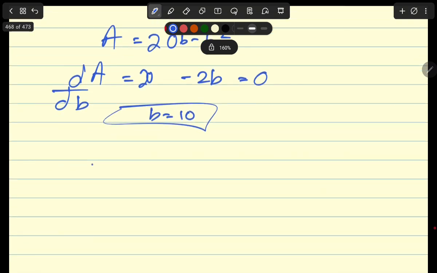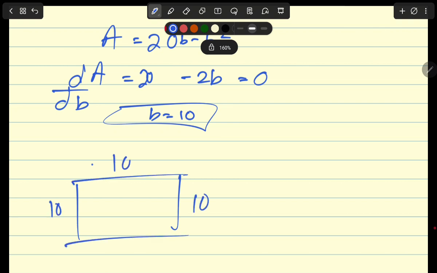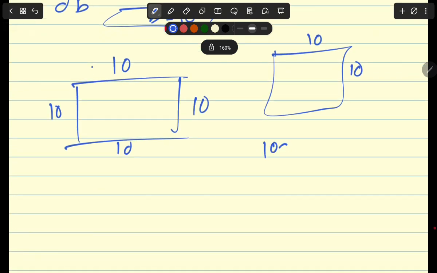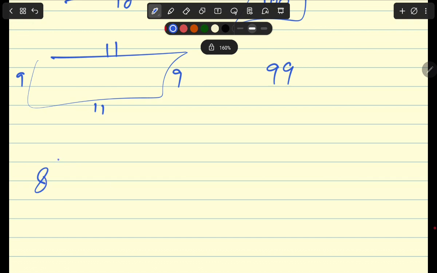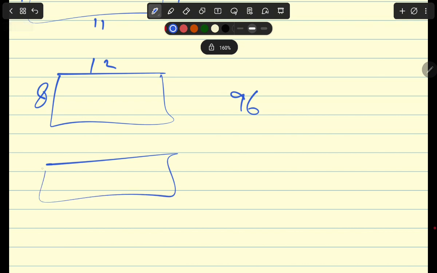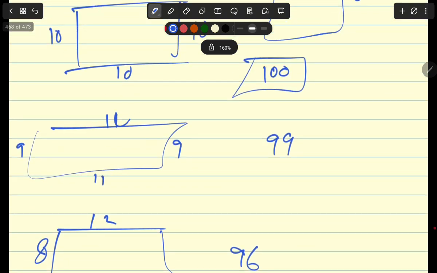So if my breadth is 10, and this is 10, then definitely this is going to be 10 and 10 as well, because of the total. Once you turn it into a square, that's where you get the maximum area, which is going to be 100. Now, if you make any other combination, let's say you take this as 11, this is 11, and this is 9, and this is 9. So now the area is going to be 99. What if you take this as 8, this is 12. So now this is going to be equal to 96, right? So the maximum area that you can get is when this is 10 and this is 10 and this is 10 and this is 10.